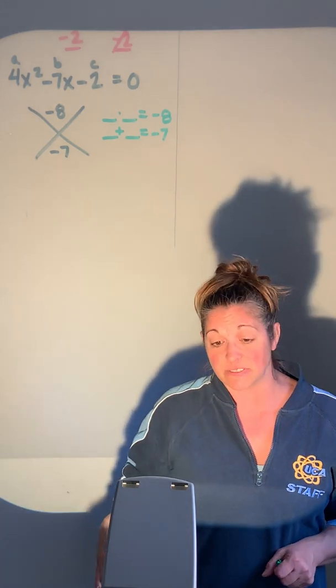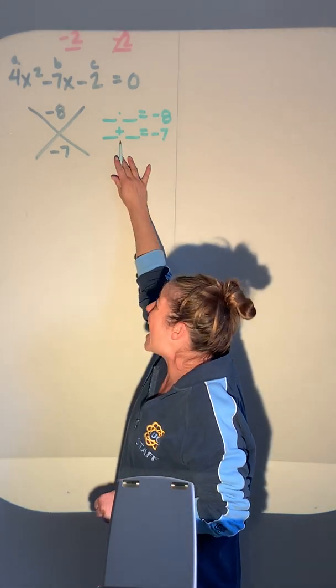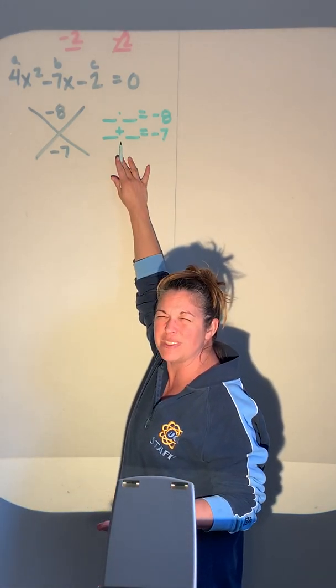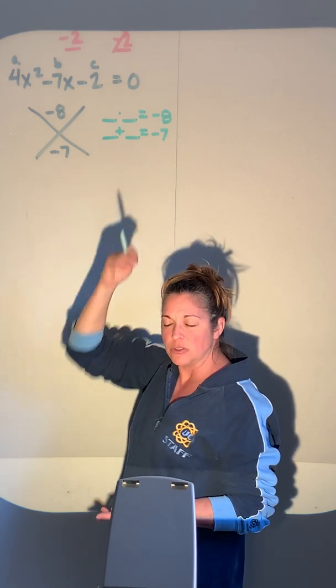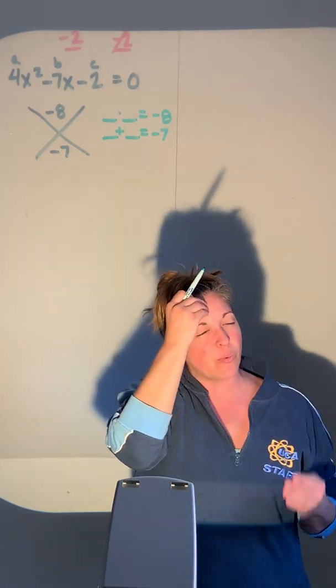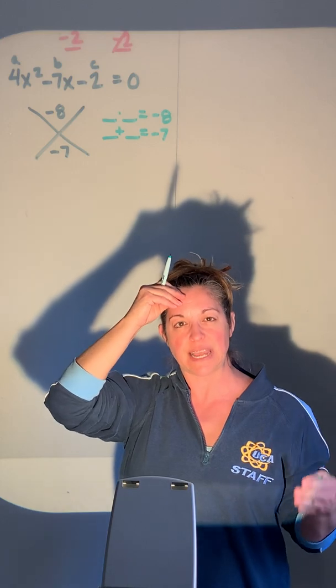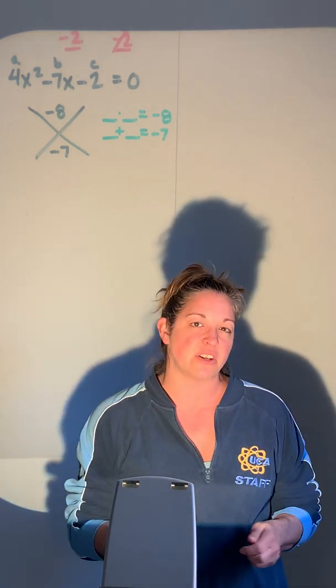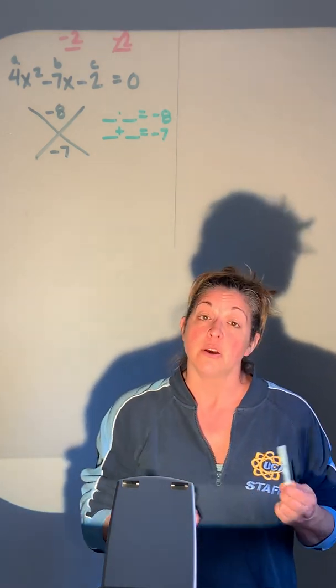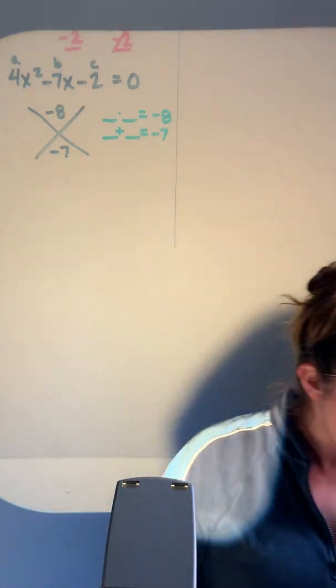Because this product, that 8, is negative, we know that one of our numbers will be positive and one will be negative. Then when we go to add a positive and a negative, that's really just subtracting. So in our mind right now, we want to think, what 2 numbers multiply to give us an 8, but subtract to give us a 7? So that's going to be 8 and 1.